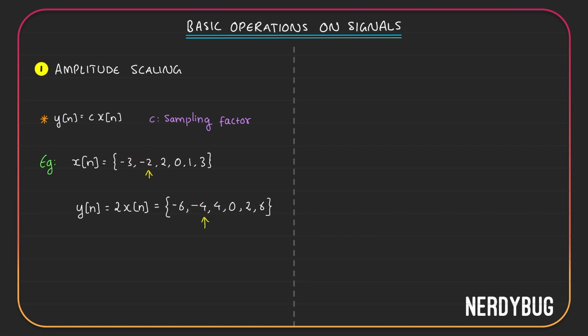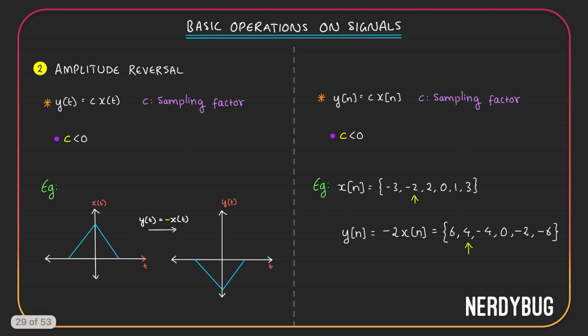So -4 will be the 0th term. -3 becomes -6. 2 becomes 4. 0 is still 0. 1 becomes 2. And 3 becomes 6. The next operation is amplitude reversal. In this case, the scaling factor c will be less than 0, that is, c is going to be negative.